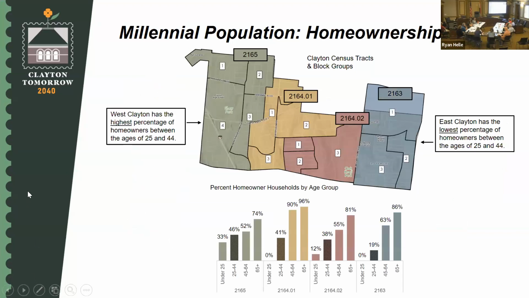Okay, so this one looks at home ownership. Again, we're just looking at the millennial population and thinking about percentage of home ownership. West Clayton has the highest percentage of homeowners, and the blue, or east, has the lowest percentage of homeowners. In this case, a homeowner could own a condo, but owning versus renting is really what we're looking at here. Does this map surprise anyone?